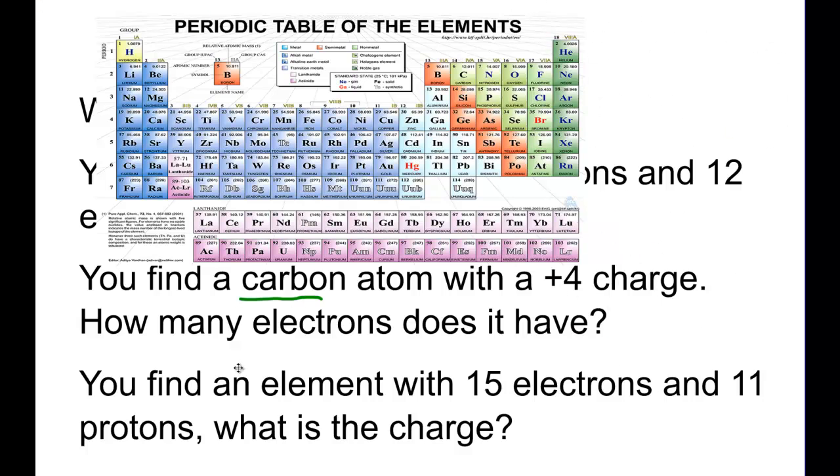Go ahead and try this one. Okay, you have an element with 15 electrons and 11 protons. What's the charge? Try and do that one on your own. Take a second, pause the video, and see if you can do it.